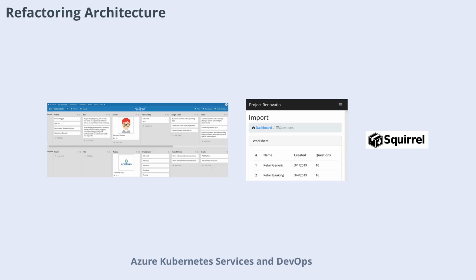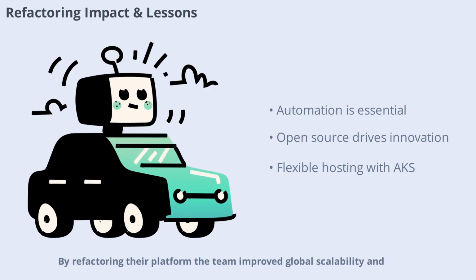Azure Kubernetes Services and DevOps pipelines enabled seamless deployment and scaling. The architecture included Azure Container Registry, Cosmos DB, and automated feature switches, providing flexibility and rapid experimentation. This modular approach allowed the team to deploy changes quickly and efficiently. By refactoring their platform, the team improved global scalability and reduced time spent on infrastructure management.